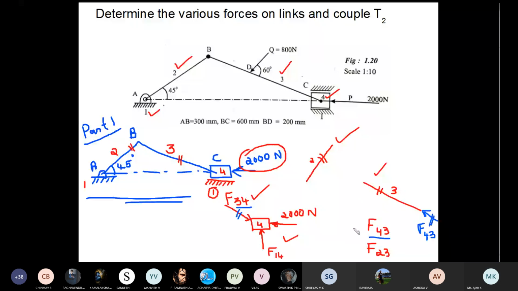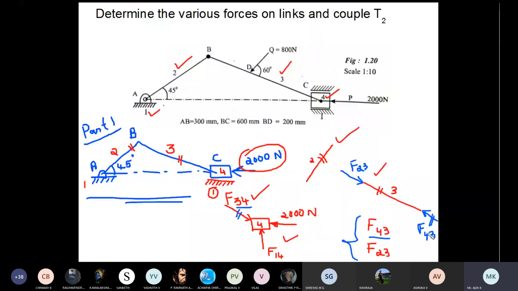And when only two forces are acting on a system, for the equilibrium, the second force will be equal in magnitude but opposite in direction. So this will be the orientation of F23. F23 is opposite in direction compared to F43, but the magnitude of F23 and F43 will be equal. That completes link number 3.